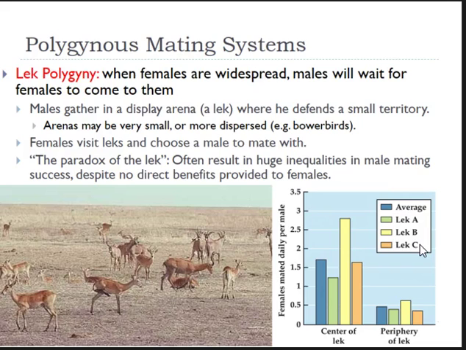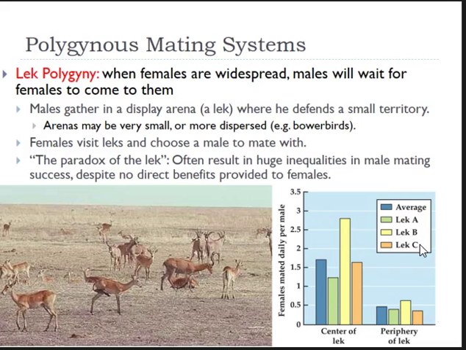Sometimes this is called the paradox of the lek. So this idea that there are huge inequalities in male mating success, despite the fact that there are no direct benefits provided to the females that would clearly give a reason why you should choose one male over the other. Usually the explanation for this is that if it's not direct benefits, it's probably indirect benefits, right? Some sort of genetic benefits that they're gaining by getting the best quality male.